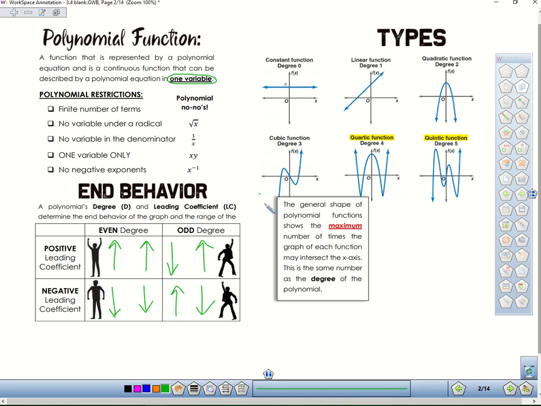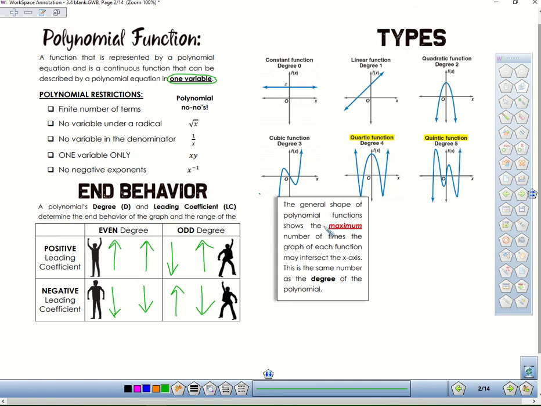Now we're going to talk about the 6 main types of polynomial functions that you're going to be looking at. The first type is a constant function. This is just y equals some number, and this is degree 0. So this is always just a straight horizontal line. Okay, it can be shifted up, down on the axis to be lower or higher, but it always looks like that. The next one is a first degree, which is just a linear function. Next one is a quadratic function, second degree. Cubic function, third degree. Quartic function is degree 4, and quintic function is degree 5.